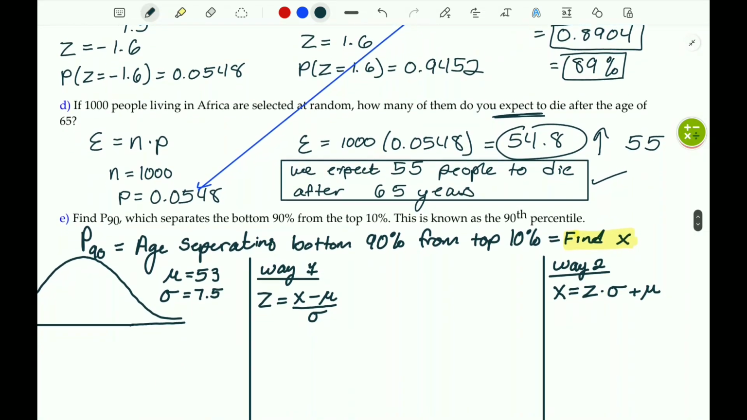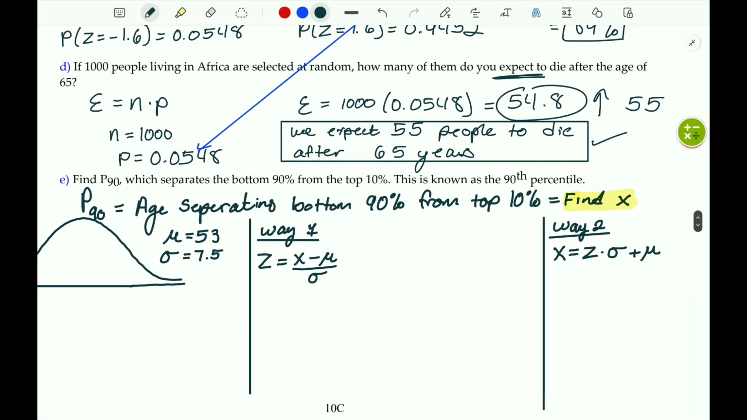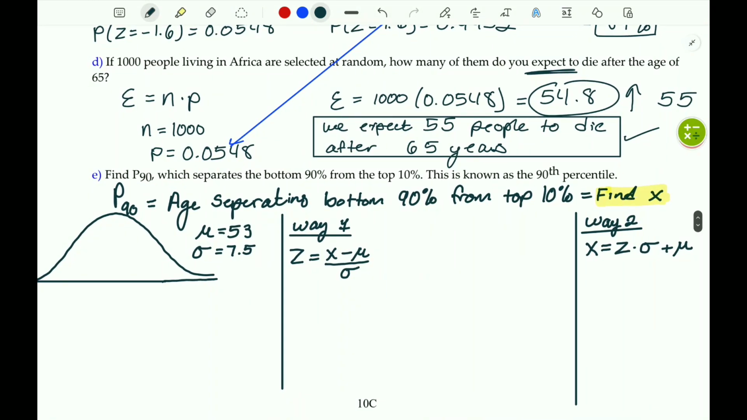Now, E. I'm going to do E in two different ways. Every professor has a different approach. So do I. So this one says for E, find P90, which separates the bottom 90% from the top 10%. This is also known as the 90th percentile. Okay, I want to focus on the bottom 90%. And the reason why I want to focus on the bottom 90% is because, remember, every probability on the standard normal distribution table is shaded to the left. And when we think about bottom, we should think about to the left.